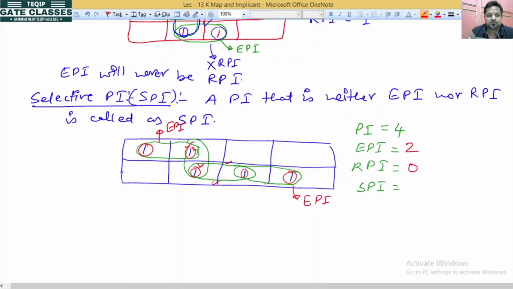Next one is SPI, the selective prime implicant. A PI that is neither EPI nor RPI is called an SPI. Which one satisfies this condition? Neither EPI nor RPI. RPI is not there here, and EPI we have 2, this one and this one. The ones that remain will be our SPI. So this group and this group will be our SPI. So the total SPI is 2 only. You are getting my points or not?